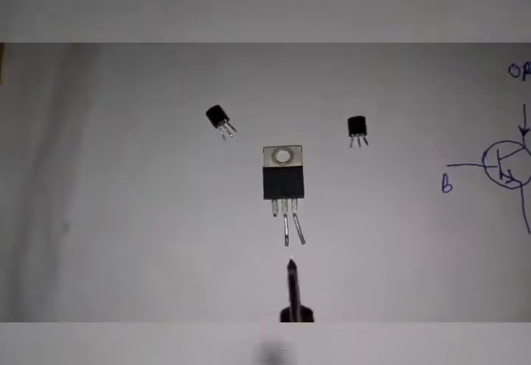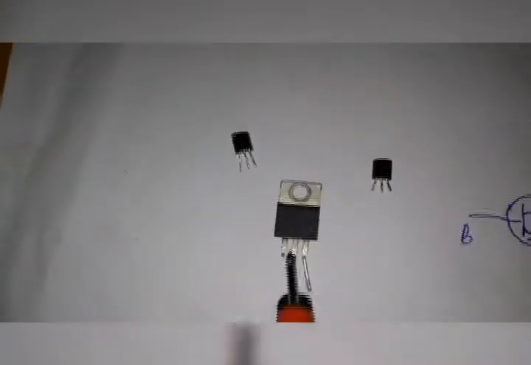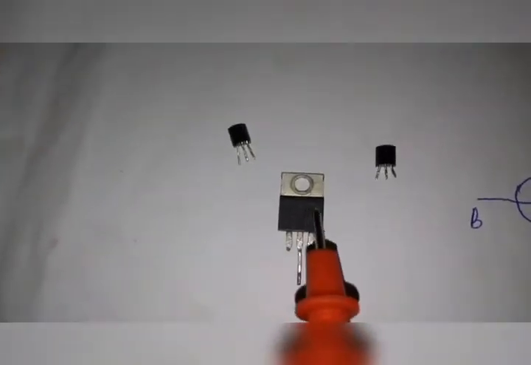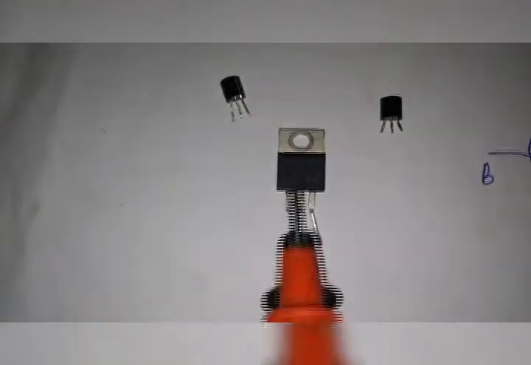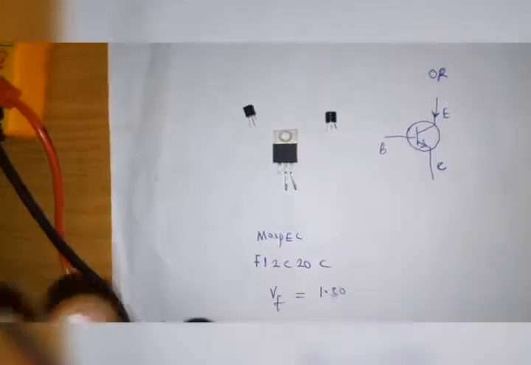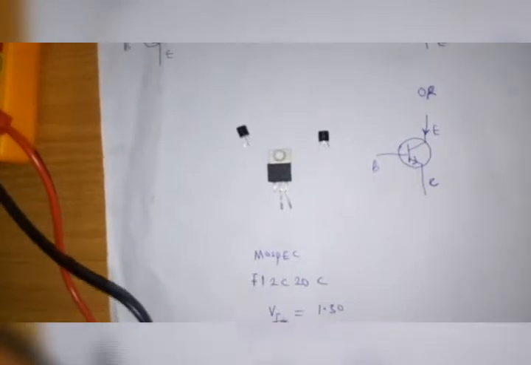So taking it very close to the transistor, you can see written on it MOSPEC. Can you see it? MOSPEC. This is it written here, MOSPEC F12C20C. So when you want to easily test a transistor on board, the first thing you do is try and read the number on it.